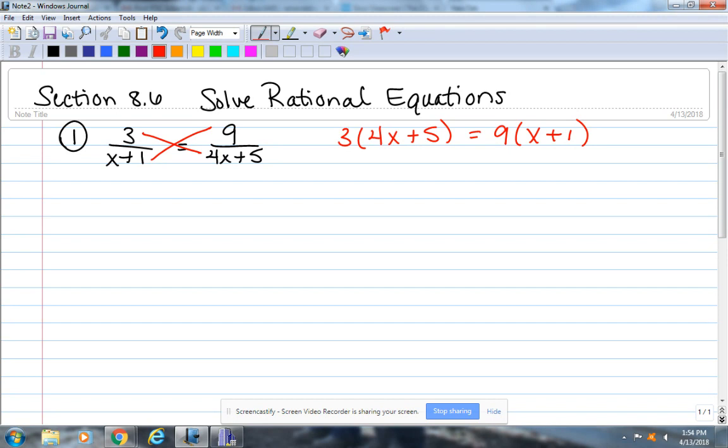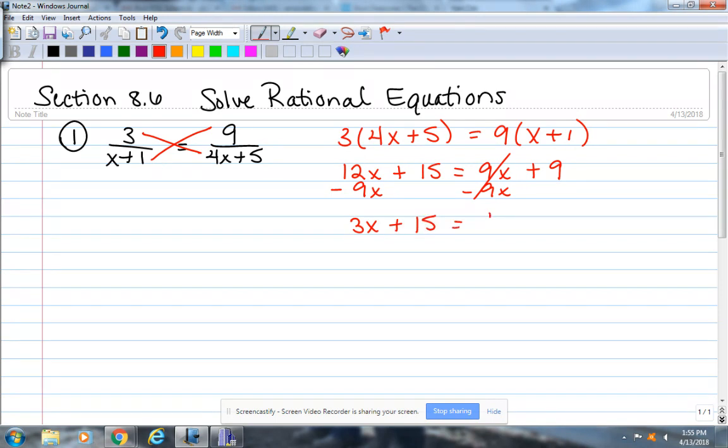So when we solve those, I need to distribute these on both sides and solve it for x. All right, so I'm going to distribute that. 3 times 4x is what? 12x. 3 times 5 is? And then the other side, 9 times x is? And 9 times 1 is? 9. And I'm solving the little bitty baby equation. Get my x's together. Don't that sound like a fun party? 12x minus 9x is 3x.